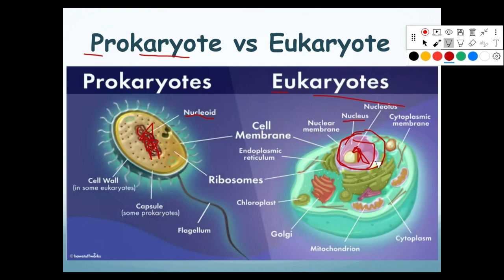And I'll just point out right here that this is a plant cell. You can tell because of this thing called the chloroplast and because it's green. So we'll look at that in more detail too.